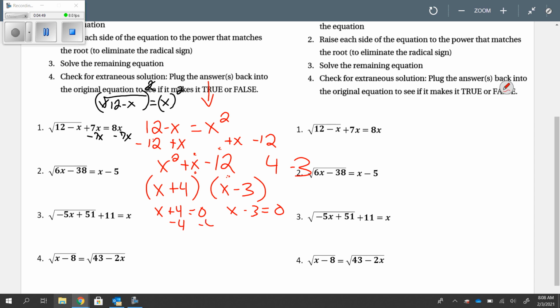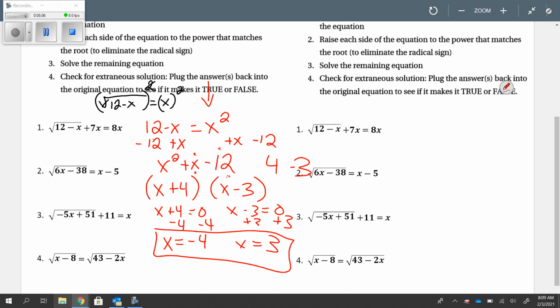Minus 4, minus 4. This x right here equals -4. Plus 3, plus 3. This x right here equals +3. So for number one, our solutions to this are x equals -4 and x equals 3.